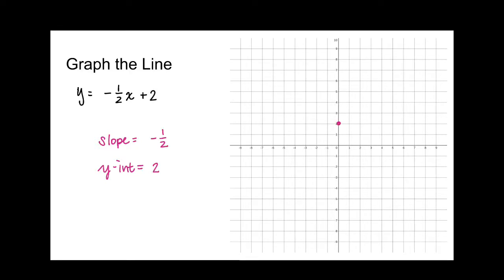Now with this one, the slope is -1/2, and like I told you, that negative could go to the top or to the bottom. And this makes a difference because if you rise -1, that means go down 1. So from my y-intercept, I'm going to go down 1, and then I'm going to run 2, which is right 2. And I can do that again, and again, and again.